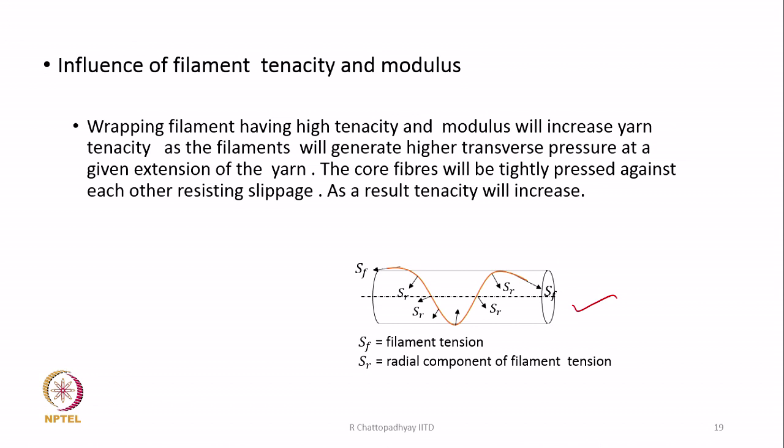So, the wrapping filament, when it is wrapping, is under some amount of tension, that is what is SF, let us say, and it is generating radial pressure. If this is my cross sectional view of the yarn and these are the fibers, then radial pressures are getting generated.